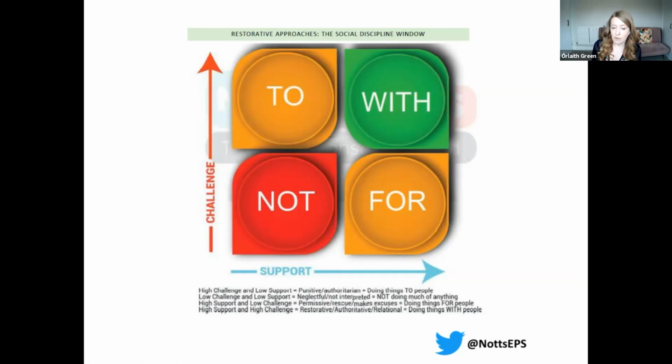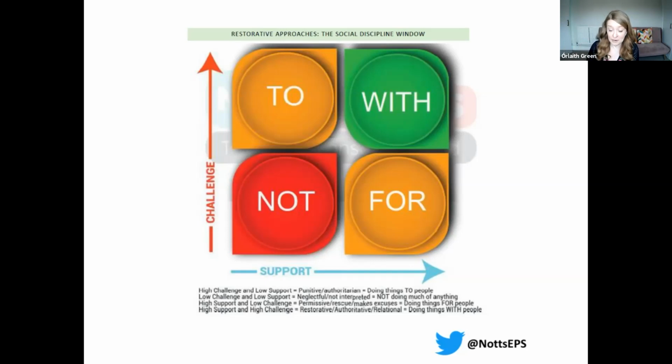Equally, if we have low challenge and low support, this would be neglectful, where we don't really care and we're not providing any support. If we are providing high support but low challenge, this would be about doing things for people and sometimes being permissive. What we aim for with restorative approaches and within emotion coaching is to provide high support and high challenge. This is where we do things with people. We push children to engage with natural consequences, but we also provide a high level of support through our relationships.